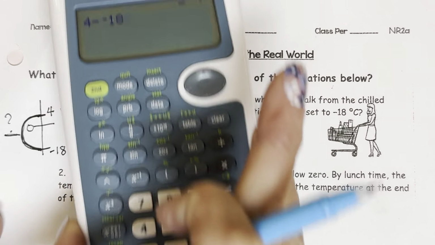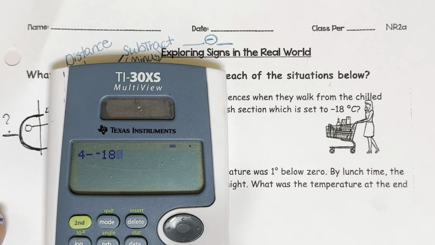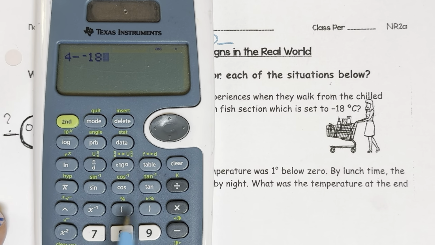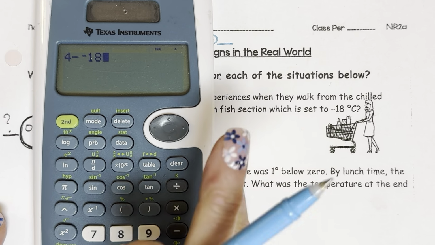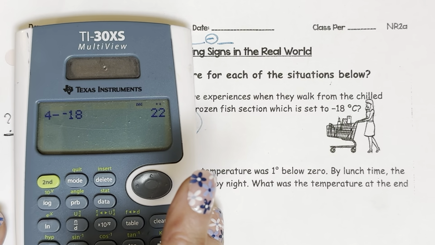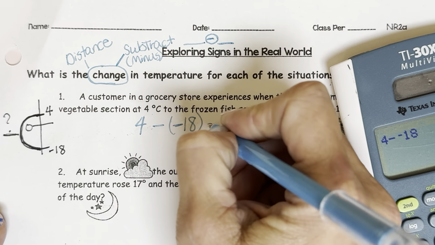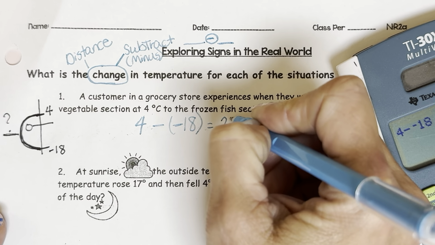Now, if you notice on my calculator, I didn't put the parentheses in. You can put these parentheses right here around your 18, but you don't have to. Because if you hit enter, you get a positive 22. Okay? 4 minus the negative 18 is going to equal a positive 22.